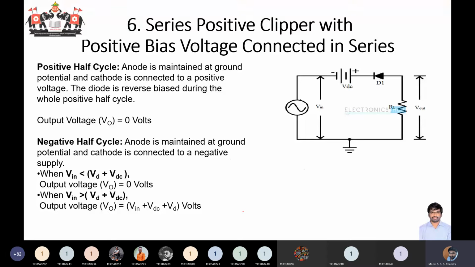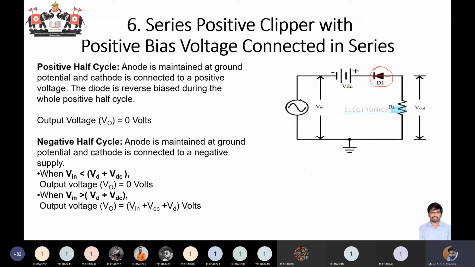Can you see the circuit diagram? Is my circuit diagram visible to you? Yes, sir. Yes, right. So here again, what will be the condition? When the diode is conducting, what happens? When the diode is conducting, this is a closed switch.